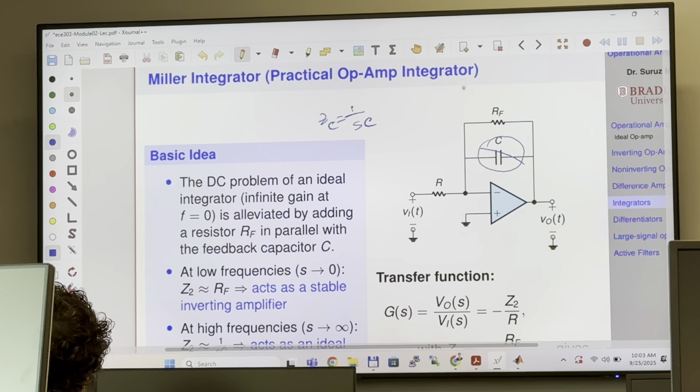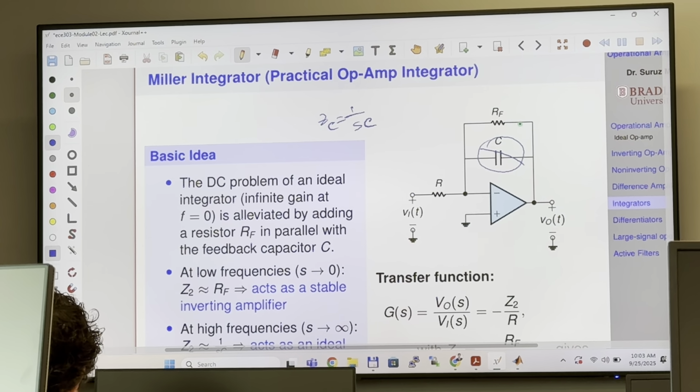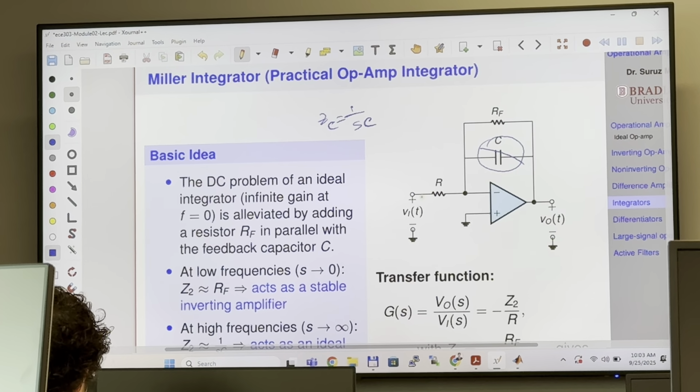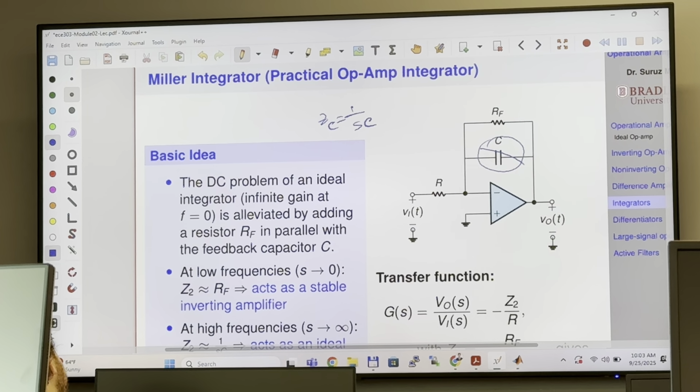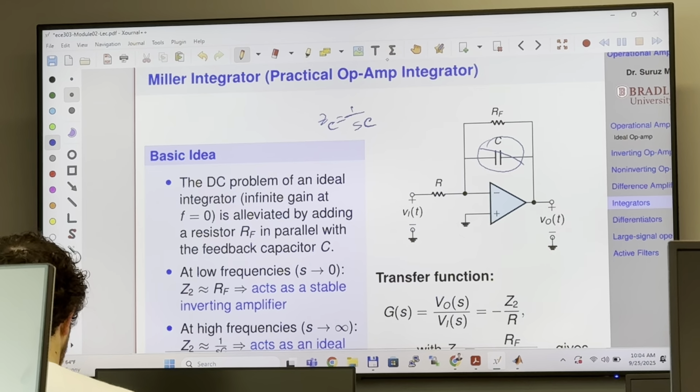So there is no capacitor, but still you will have a resistor that is going to operate just like an inverting op-amp. And that's why if you have a resistor in parallel with this capacitor, at DC you will not have this problem. Previously we had a DC problem, now we got rid of the DC problem by having this resistor connected in parallel with the capacitor. You understand? And that's why it is called the practical op-amp integrator. In other words, it's called the Miller integrator.